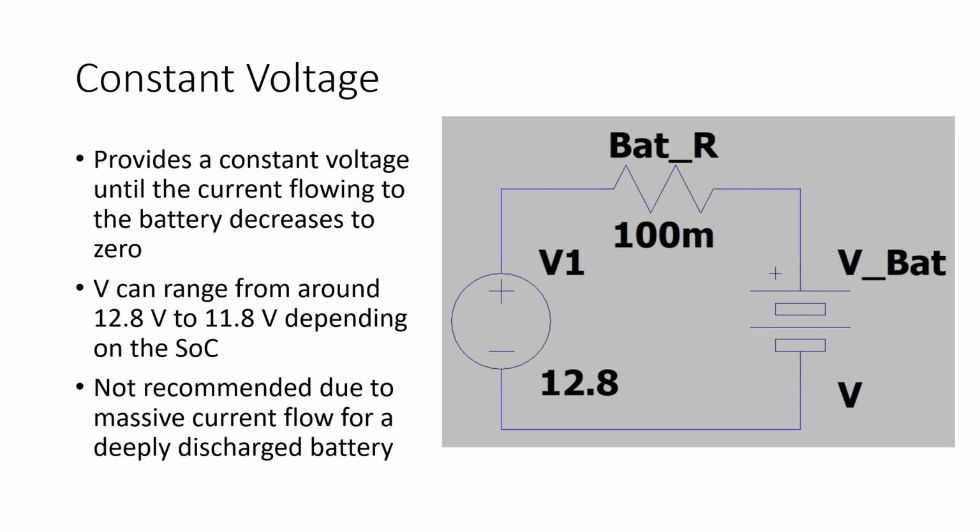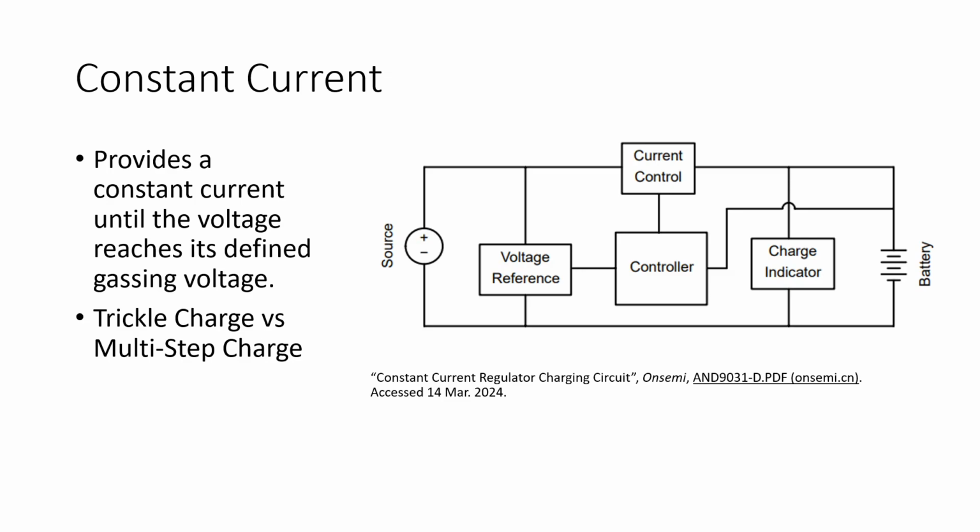What's another way we could do it? No constant voltage? Okay, what if we set the current constant? Let's think about that. We can provide a constant current until the voltage reaches its defined gassing voltage. Seems simple enough, and on the block diagram to the right, it is pretty simple. You have a source, you have a battery, you have to read the charge on the battery, you have to control the current going to it, and you have to have a voltage reference to make sure you know how many volts is actually on the battery.